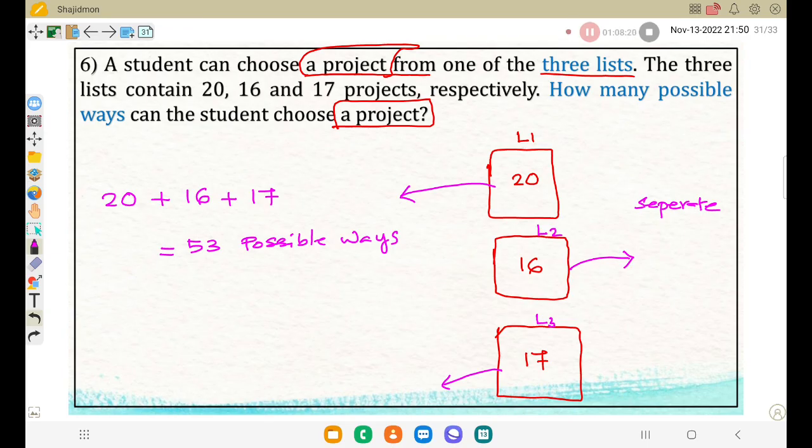So totally how many projects is he having? 20 plus 16 plus 17, totally 53 projects he is having. So he will choose one of the projects. How many possibilities is he getting? 53 possibilities he will get. Hope you understood that one. You can assume a little simple logic only. So that is the 6th question.